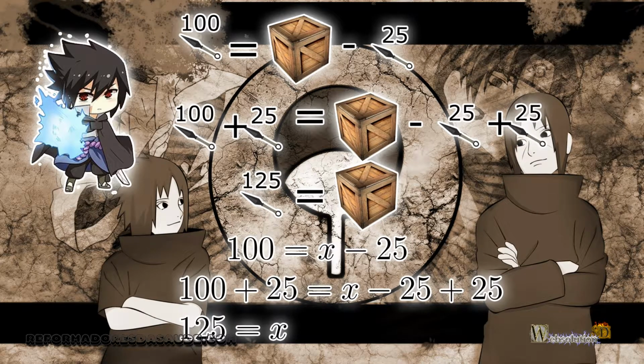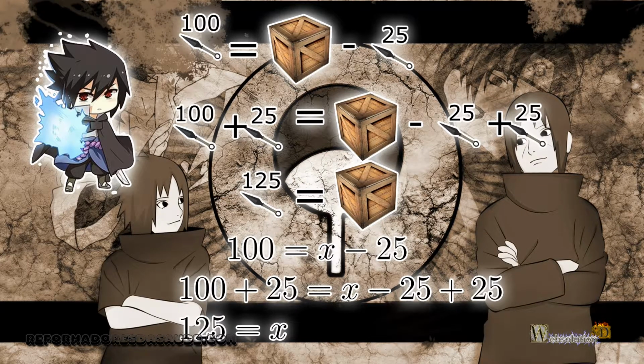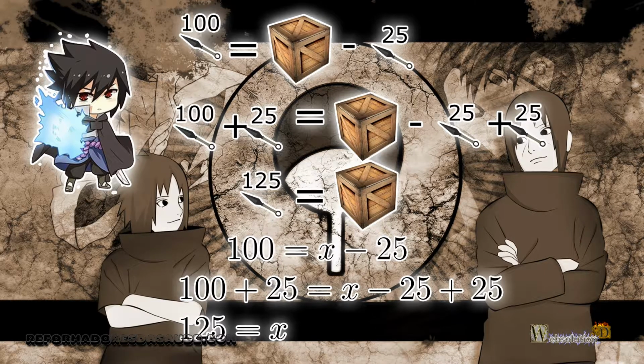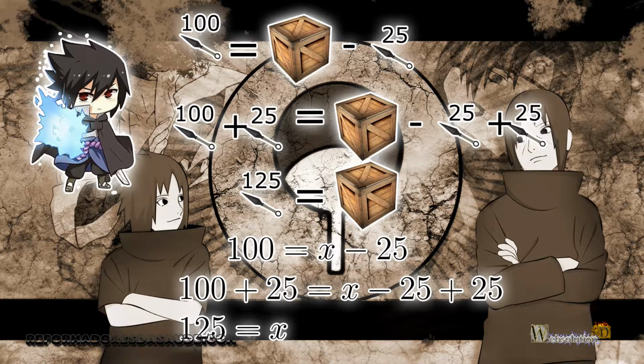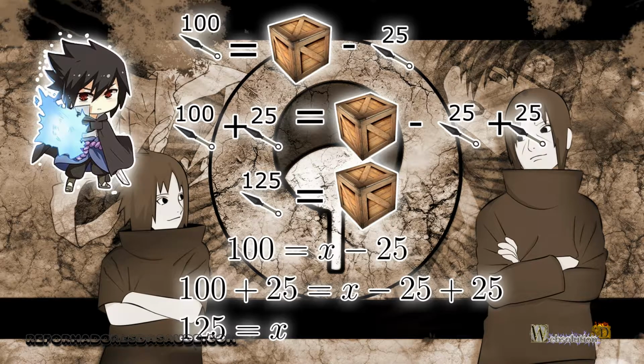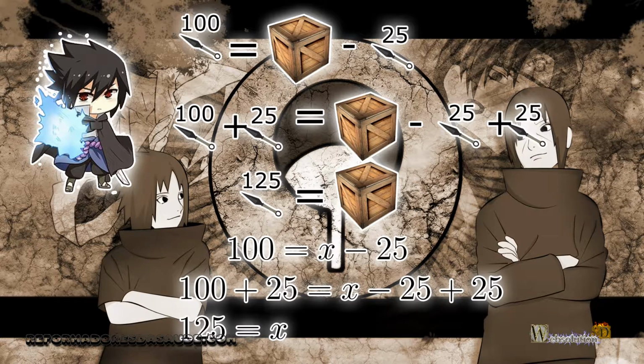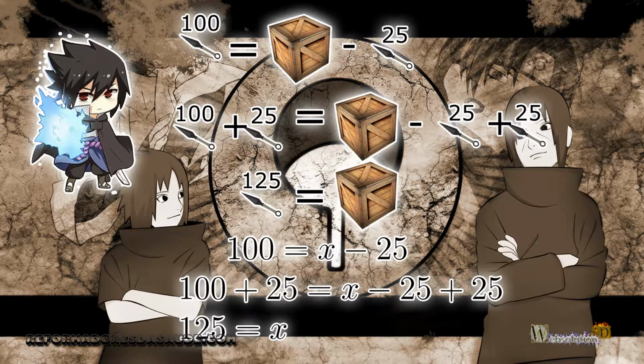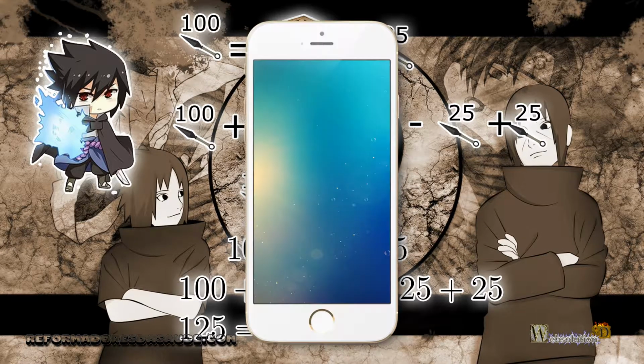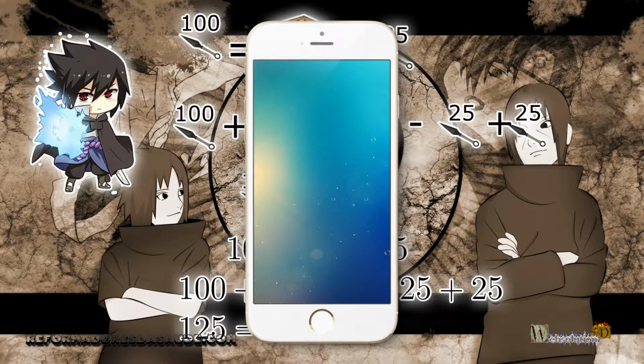To know how many kunai fit in the box, just add what is missing, which is 25. So 100 plus 25 equals 125, and minus 25 plus 25 on the other side is 0. Which shows that 125 kunai can fit in the box.